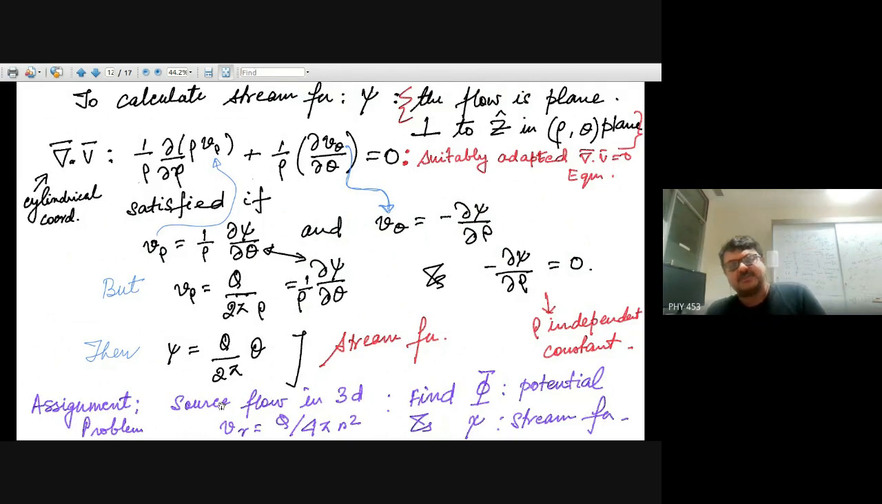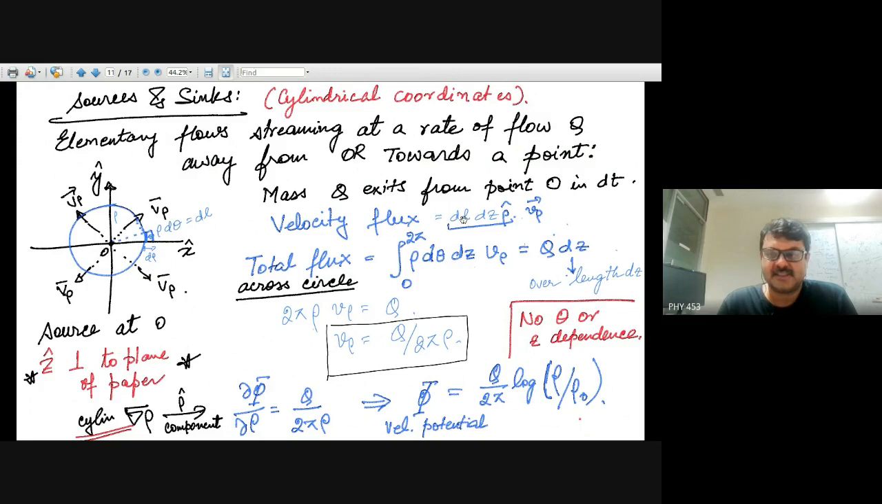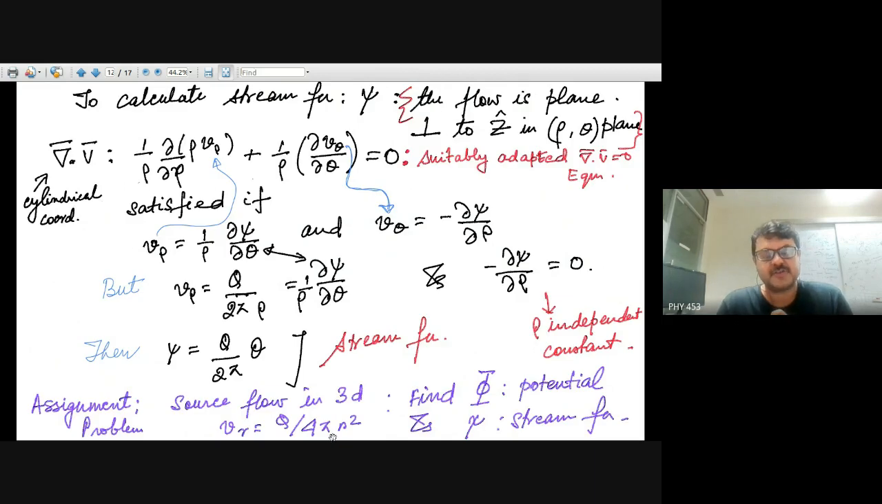And of course, you can do the same calculation for source flow in 3D, where you can check that the velocity in the radial direction will be q by 4 pi r squared using the same principle as here. Here you use the symmetry of cylindrical coordinates. There you have to use symmetry of spherical coordinates, and you'll get 4 pi r squared, and then continue the same calculation, which I can give as an assignment problem or give it in a quiz, right?